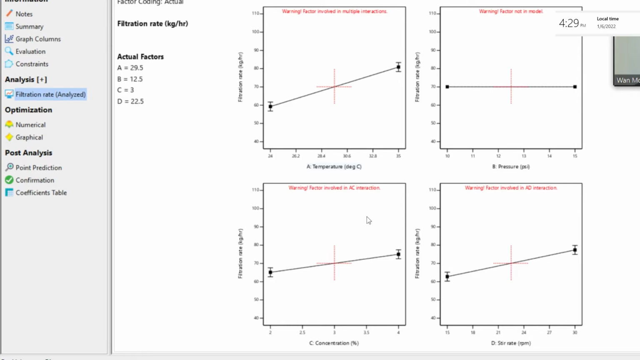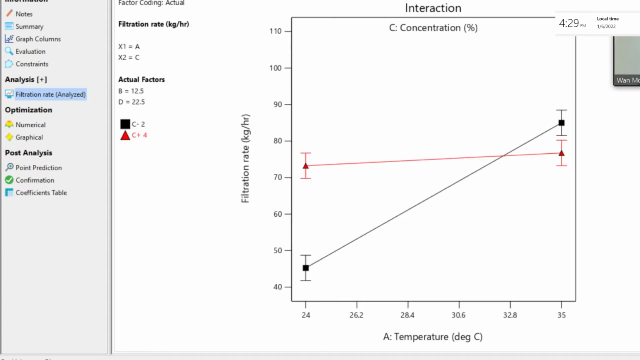Okay, so let's go for that. Let's go to this interaction factor here. Interaction. So this is temperature versus filtration rate. So how do we read it? How to start? Okay, so you see here you have two lines, the red and the black. The red line here is concentration. The black line here is also concentration. It's the same thing, but a different level.